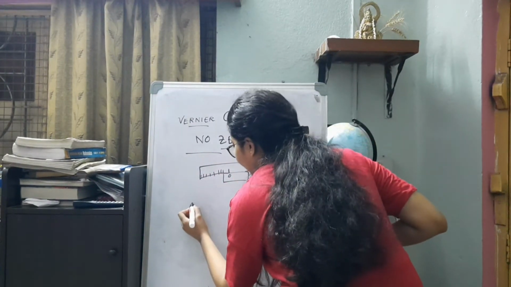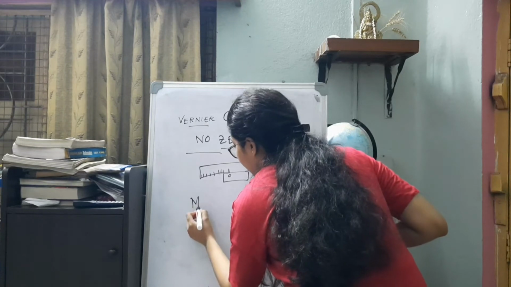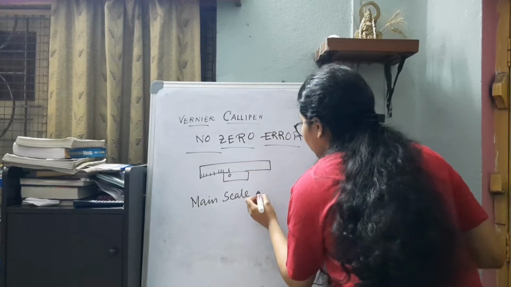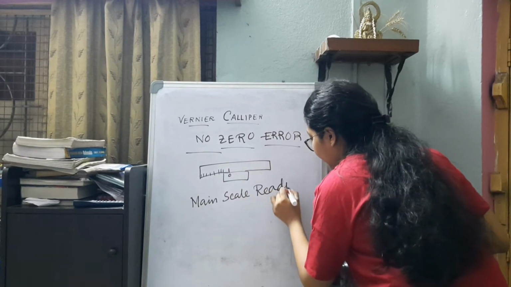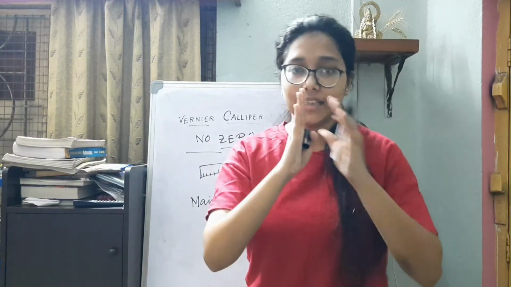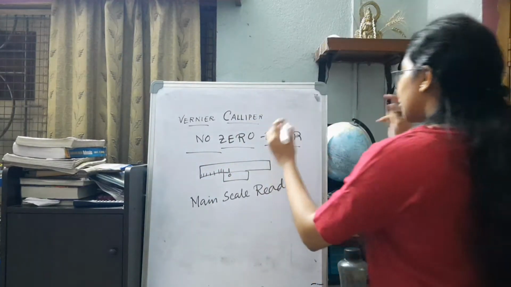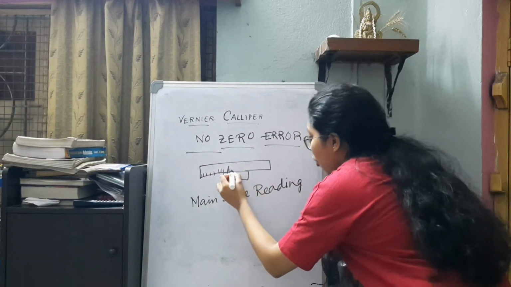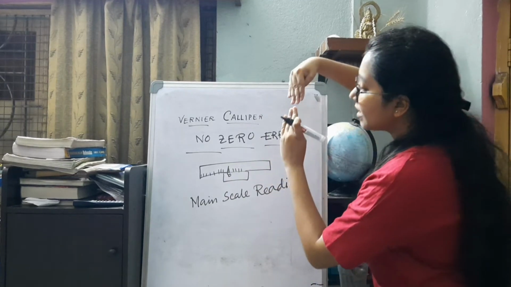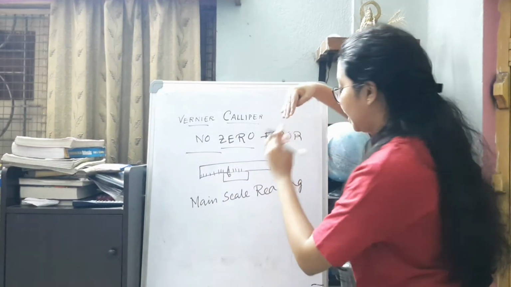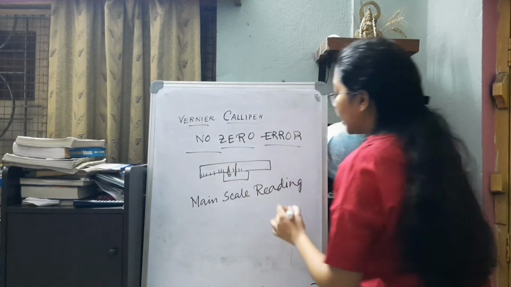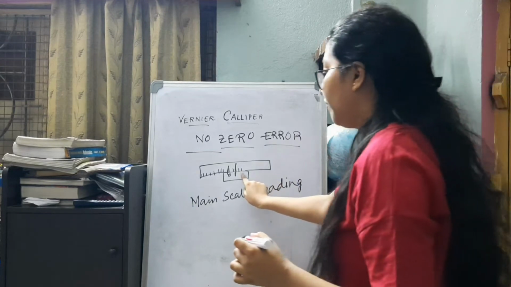So how do you measure the length? The measurement of the length is the main scale divisions, or more specifically the main scale reading. That is the main scale reading just before the zero mark. Now, starting from the zero mark, whichever particular mark of the vernier scale coincides with the mark of the main scale is actually considered. So that is the final mark, the mark of the main scale coinciding with the mark of the vernier scale.